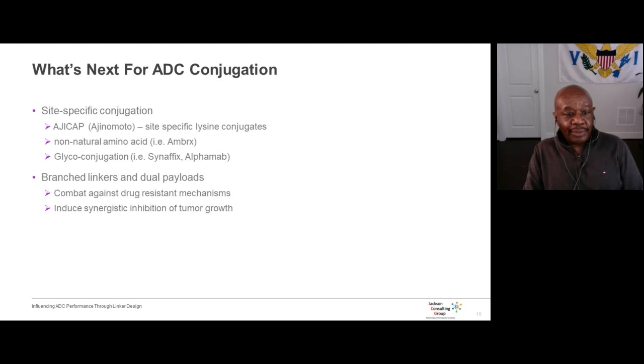With regards to branch linkers and dual payloads, some of the potential advantages are, one is you can combat against drug resistance mechanisms. And the other one is that you might be able to find the right combination of the two payloads to give you synergistic inhibition of tumor growth. This is something I think we're all looking forward to see how this plays out in the clinic.